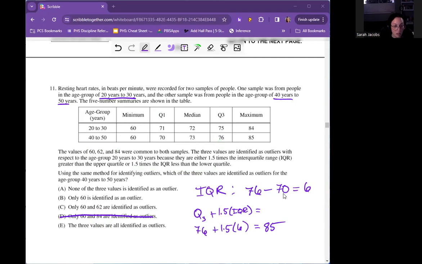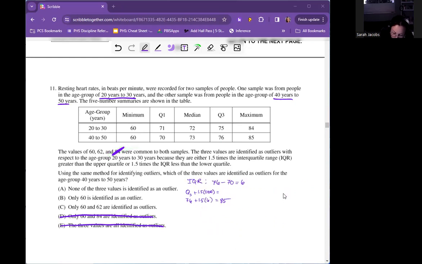60 got kind of taken out there with the 84, but it doesn't mean that 60 is out for good. It just means that that answer isn't right. And since 84 can't be an outlier, the 3 values are all identified. No, that's also not going to work. So already I'm down to 3 options instead of 5. Okay.